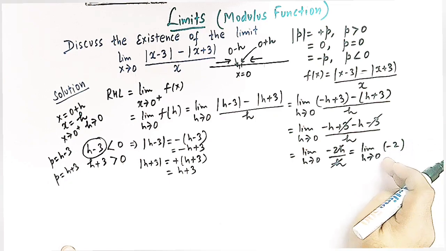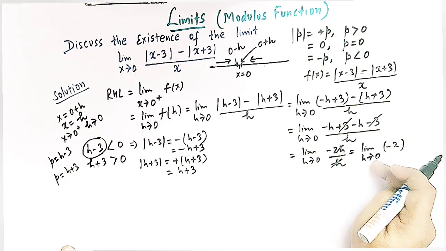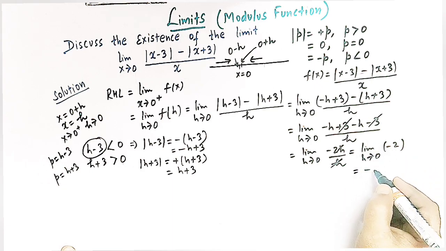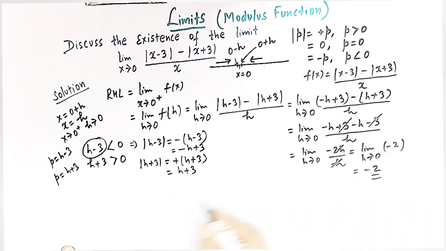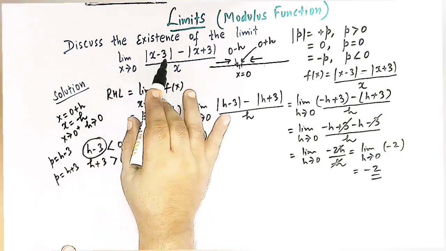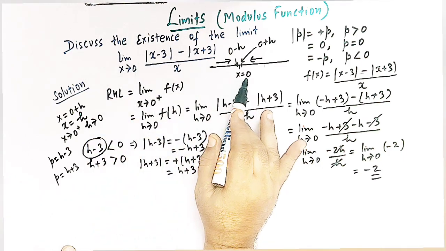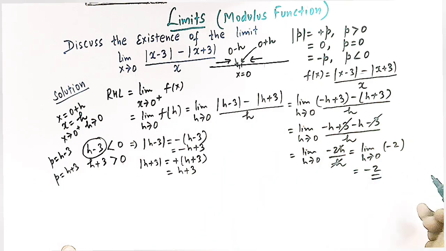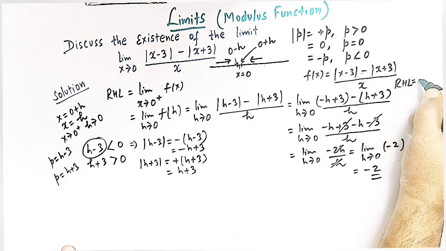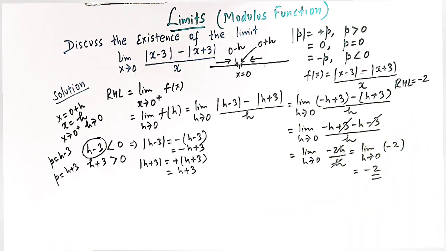Now this quantity is independent of h, so we can omit this limit notation. So we have simply minus 2, right? So the right hand limit of this function when x approaches 0 is given by minus 2. So here we can write the right hand limit, that is minus 2.